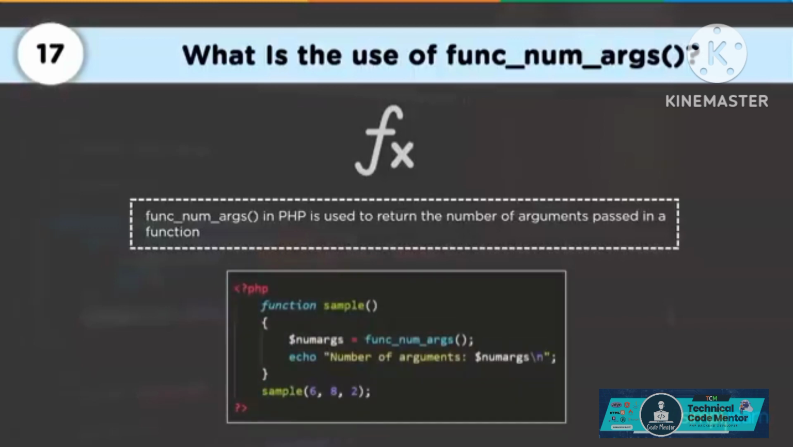So suppose in this sample code you want to know how many arguments were passed in this sample function. To do that, we declare a variable number of arguments and we will equal it to the function func_num_args. Now we will display it, and this sample has passed 3 arguments, so the output would be 3.